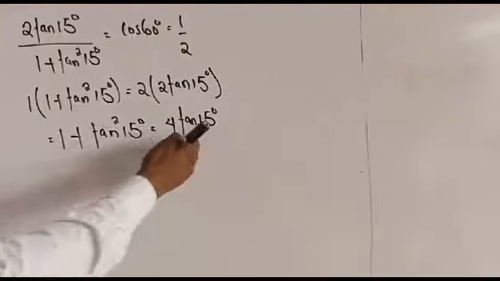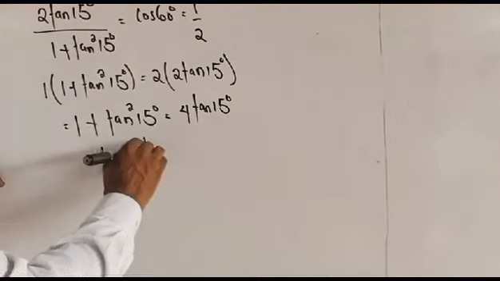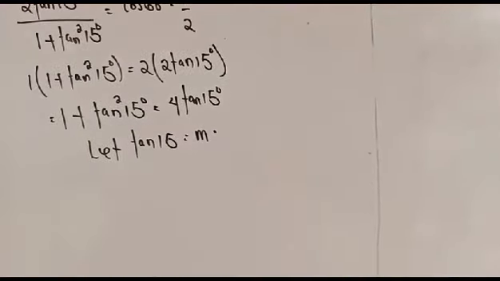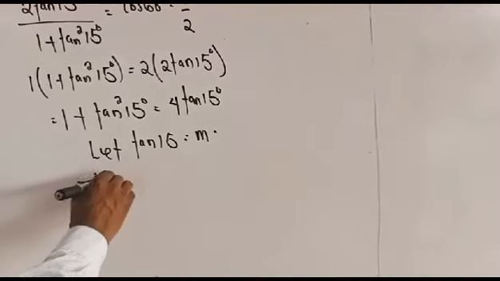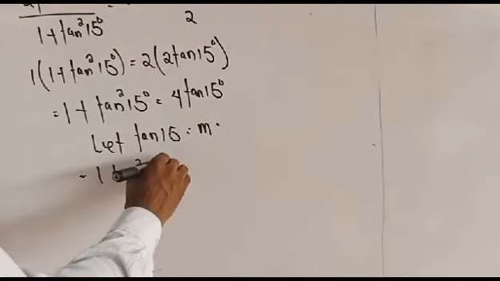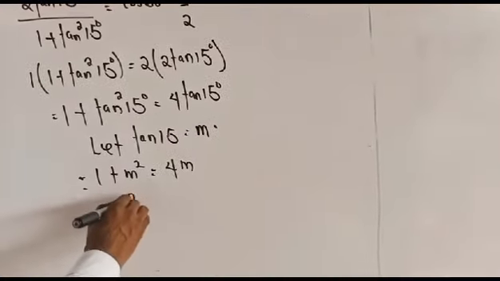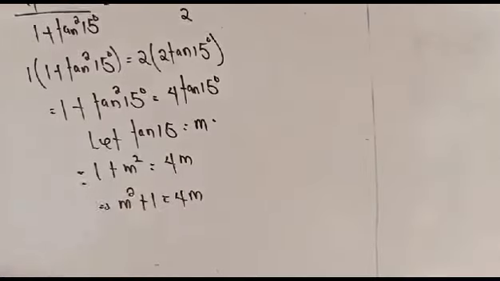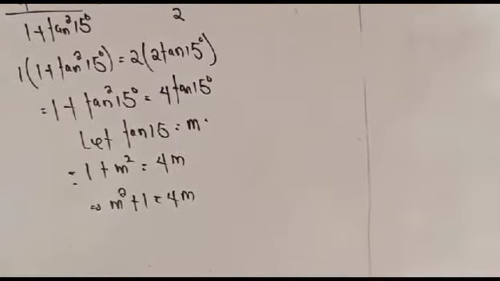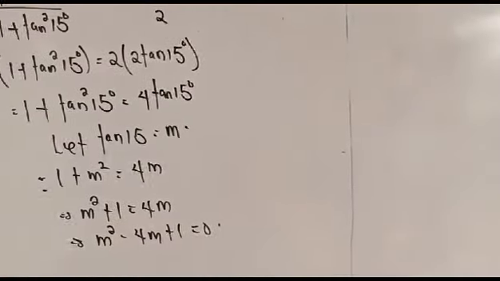Since we have tan 15 on both sides, let's represent it with a variable of our choice. Let tan 15 equal m. That is, when you see tan 15, I will put m. So here becomes 1 plus m squared, because here is tan square 15 degrees, that's why I'm taking it as squared. Here is now 4m. If I rearrange this, I can write m squared plus 1 equals 4m. Since we have a square and a variable without square, invariably it's leading us to a quadratic expression. So it'll give us m squared minus 4m plus 1 equals 0.